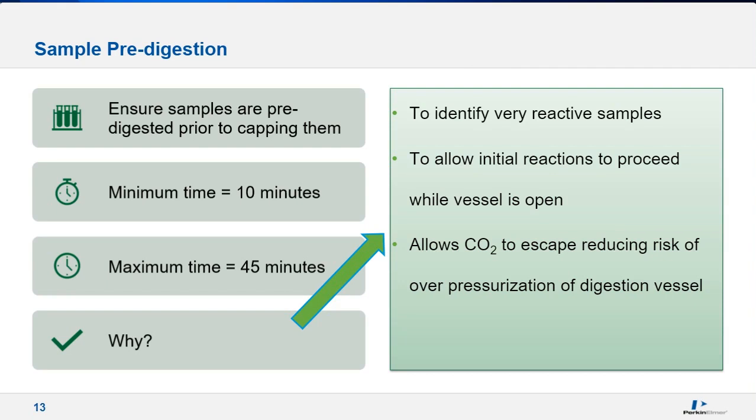Regarding that pre-digestion step I discussed, we will typically allow anywhere from 10 to 45 minutes for samples to be exposed to the acid prior to capping the vessel. This allows us, first off, to identify any very reactive samples. So if they're very reactive samples, we may want to treat them a little bit differently or allow the pre-digestion to occur longer in order to evolve the CO2 that is generated from the oxidization from the nitric acid and peroxide. This, allowing the CO2 to evolve with the cap off, prevents overpressurization of the vessels during the digest.